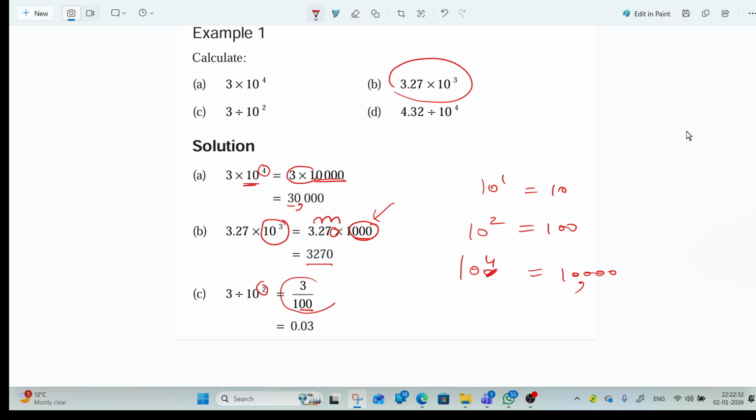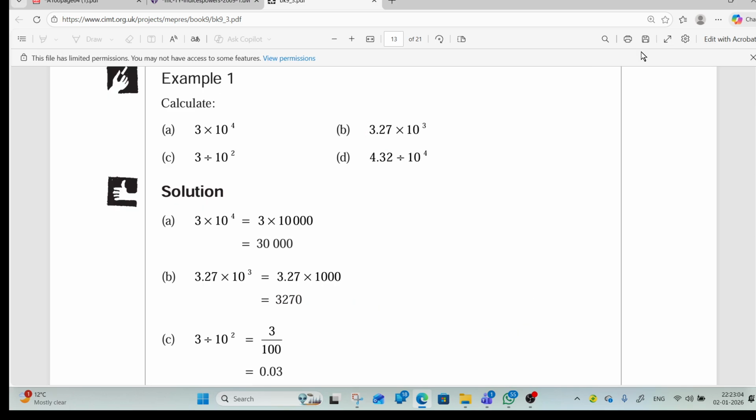3 over 100 means you are dividing 3 by 100. So first you write the numerator as it is. There are two zeros in the denominator, so after two digits you move towards the left. When you are dividing you move the decimal towards the left, and when you are multiplying, you move it towards the right. So after two digits you put the decimal. There is no digit here, so you put a 0, which is called a placeholder. When a number is starting with a decimal, you put a 0 in front of it. So this is how you got 0.03.